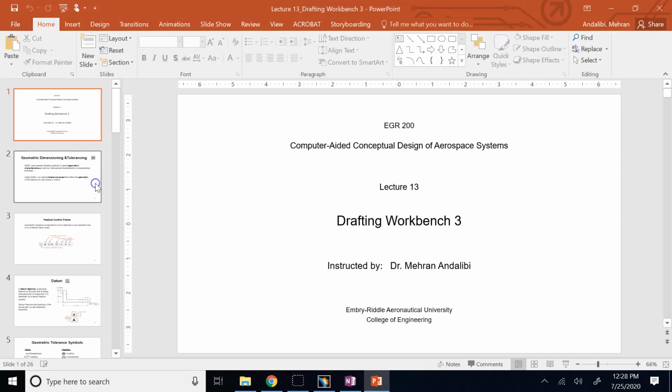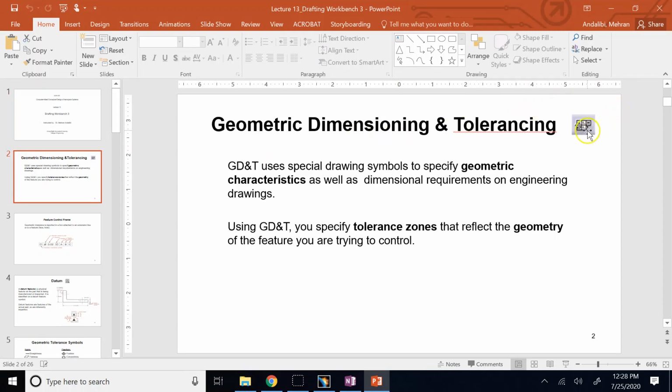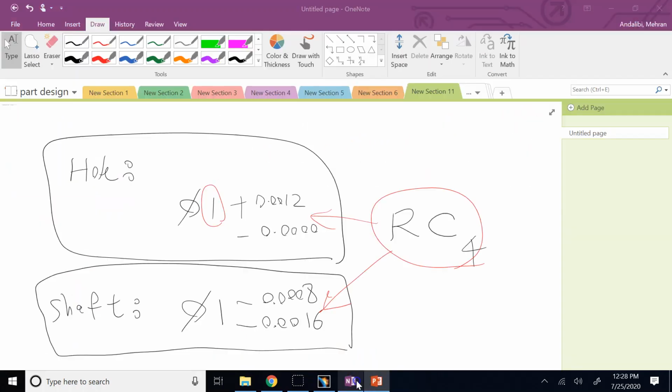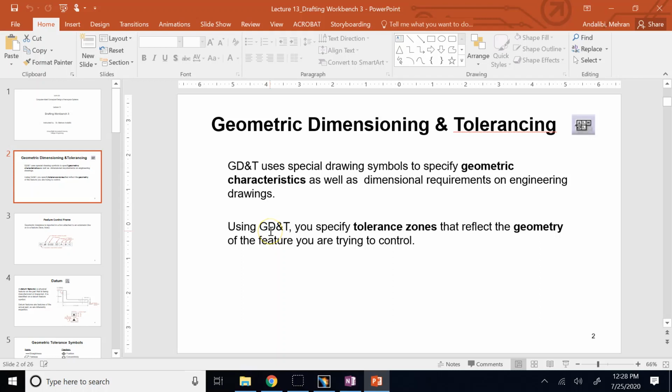So far we learned about how to provide linear tolerances, right? Those pluses and minuses. If I have a dimension, how do I find these numbers and how do I show them? There is another category of tolerances which they call geometric tolerance. Geometric tolerances are different than these pluses and minuses.